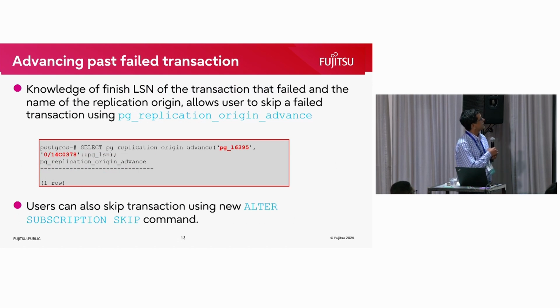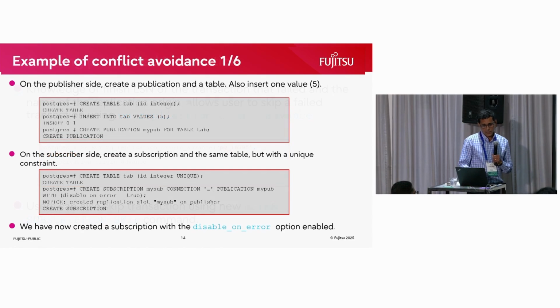So with the new options, you could use pg_replication_origin_advance to advance past failed transactions. Also use the skip command. I'm going to show you an example of how this is done. Suppose you have, on the publisher node, a table tab with one row pre-inserted. So you have that value 5 that's pre-inserted.